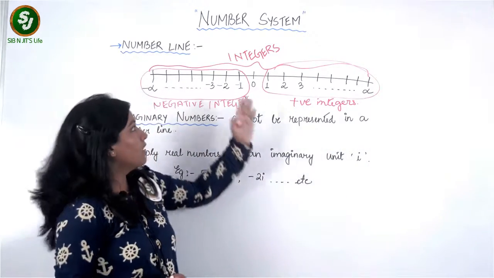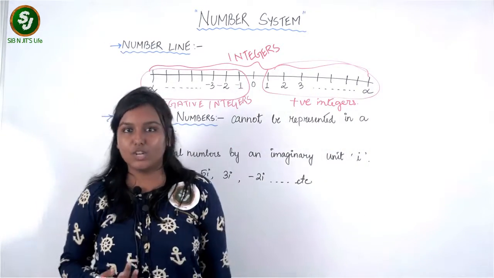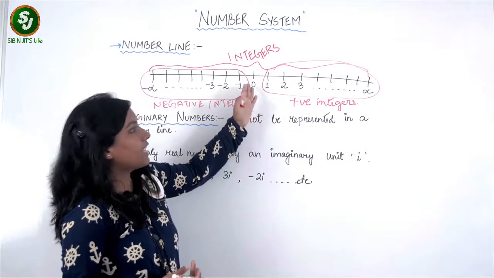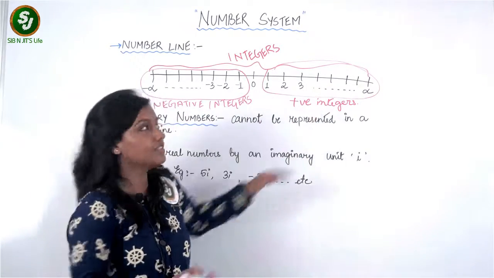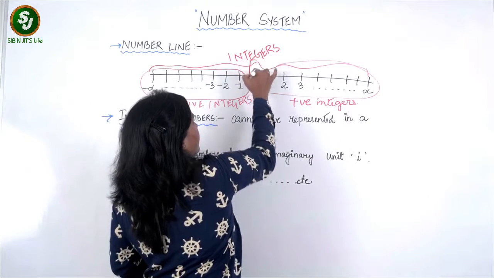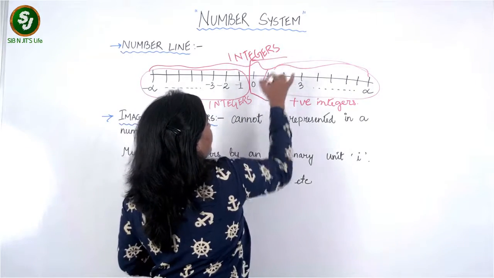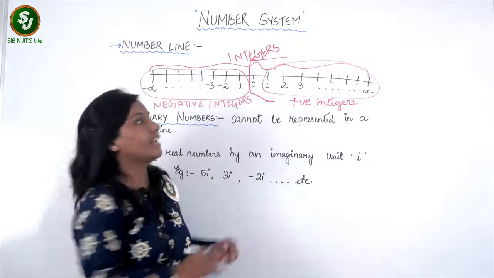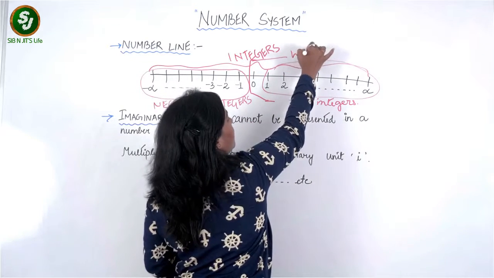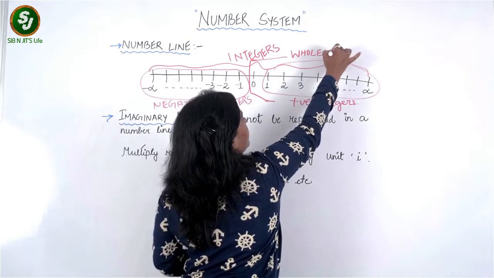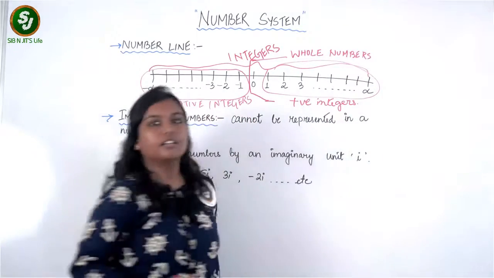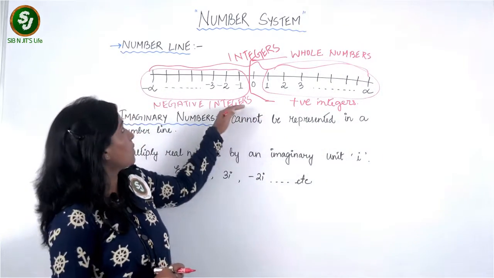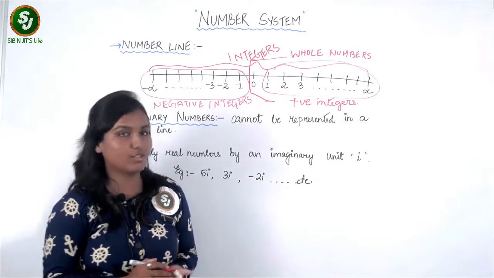Okay, what will happen to this 0 now? When we include this 0 with the positive integers, then it becomes whole numbers. Okay, so I hope this number line is clear to you all.